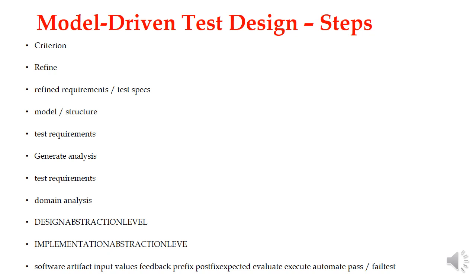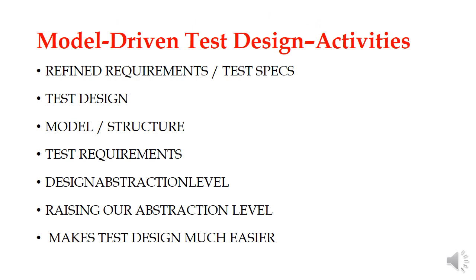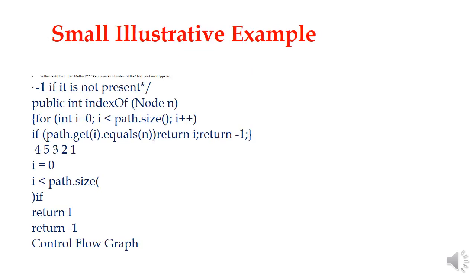The design steps involved are: criteria, refine requirements, model, test requirements, generate and analyze test requirements, and domain analysis. From refined requirements, test design, you can model and derive the test requirements. Raising your abstraction level makes test design much easier. An example: in JavaScript, it searches by the value 45321. If not present, it will return -1.